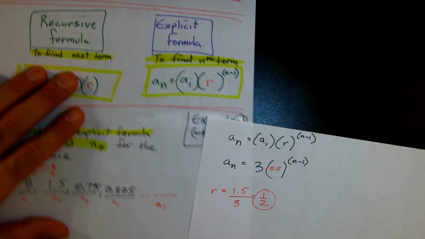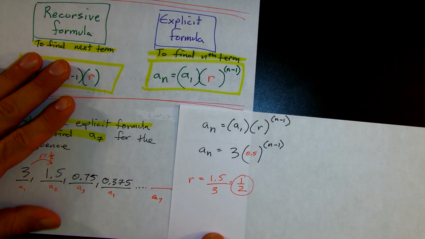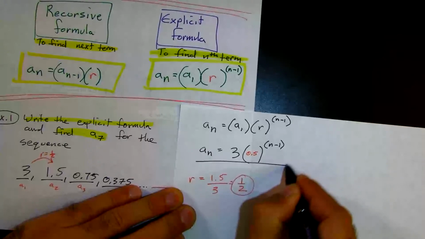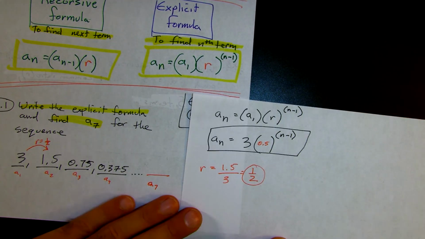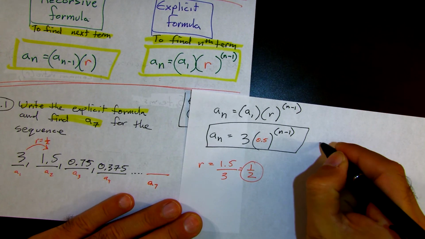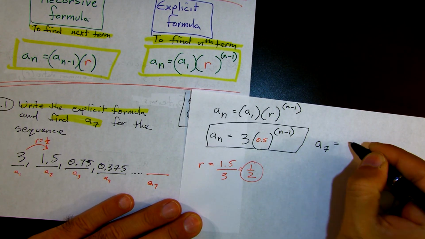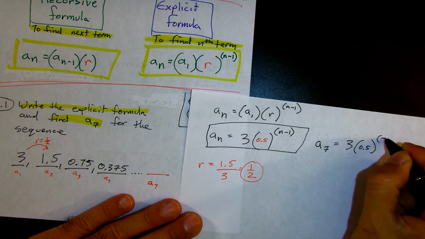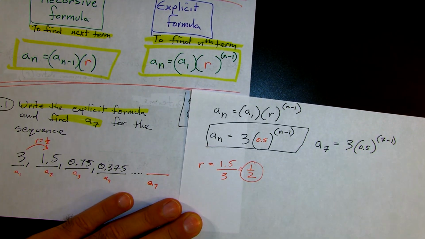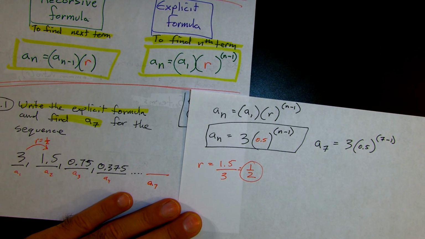All right. So let's bring it back. I hope that maybe even answered a few people's questions out there. We have our explicit formula. What's nice about explicit formulas is now watch, a sub 7 is just going to be 3 times 0.5 raised to the 7 minus 1. I love it. Geos are easier than arithmetic. Geos are actually easier.